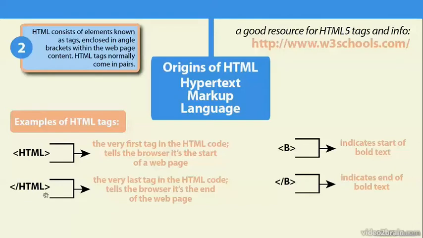Over here is an example of the bold tag. So if you have some text you're placing on your web page and you want to make some of it bold, you would put the bold tag right in front of where you want the text to become bold, and the end bold tag would go right where you want the bolding to stop. And by the way, a good resource that I like for learning about HTML in general, and more specifically HTML5, is www.w3schools.com. It's a great resource.